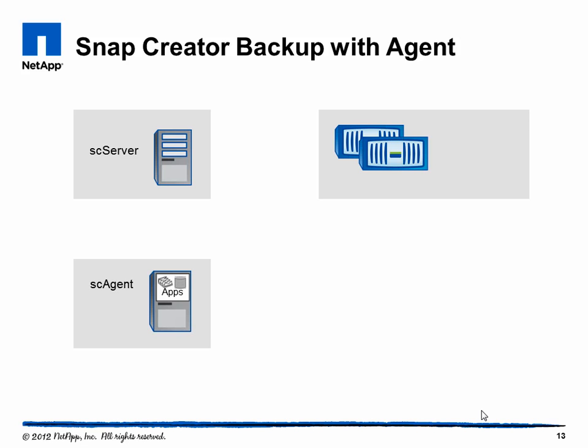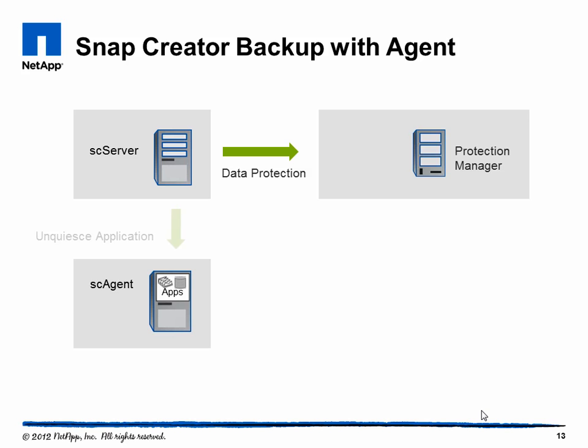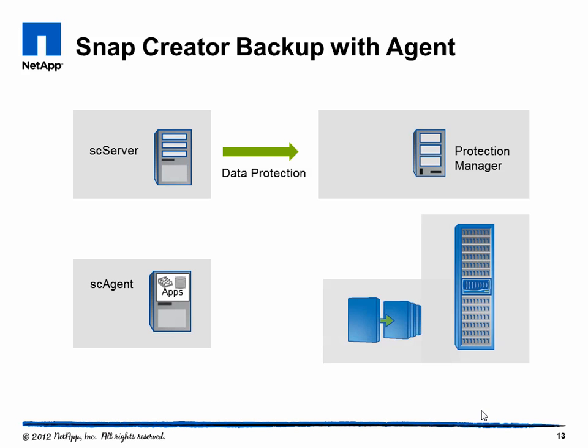Here's an illustration of backing up data using the Server Agent Model and Protection Manager for data protection. First, the SnapCreator server sends a command to the agent telling it to quiesce the application so no more data is written to the storage. Then the SnapCreator server sends the command to take the snapshots. After the snapshots are taken, the SnapCreator server sends a command to the agent to unquiesce the application. You could also use Protection Manager to take consistent backups of the application data.